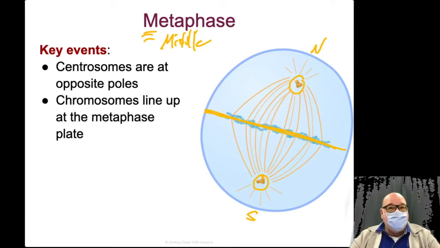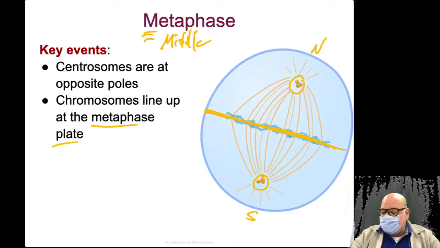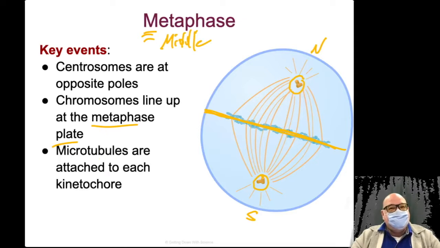So middle, meta. And this place where they line up, this equator, we call the Metaphase Plate. It has a name, but I like to think of metaphase as middle. That's how I remember it. Now, at this point, we have microtubules extending out from the centrosomes to the kinetochores. That's the spot right here. These are the kinetochores here. I drew a little K on it.